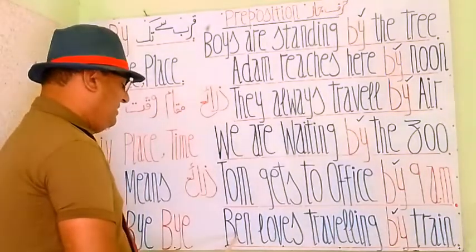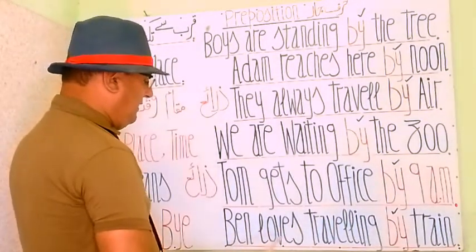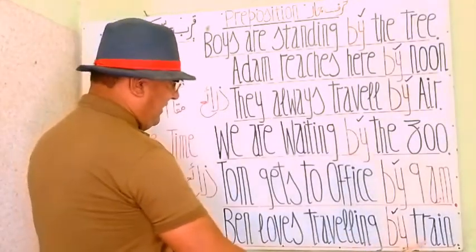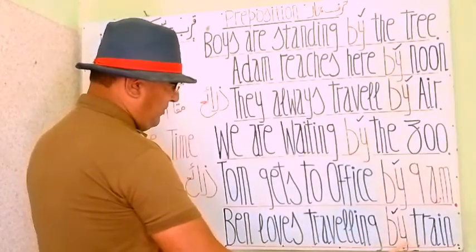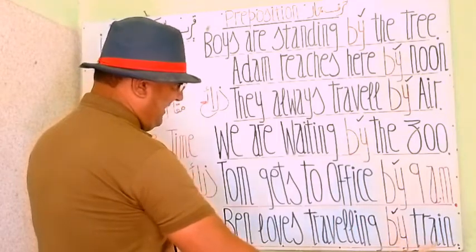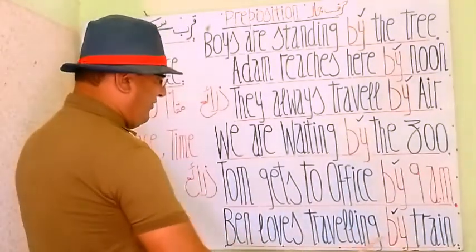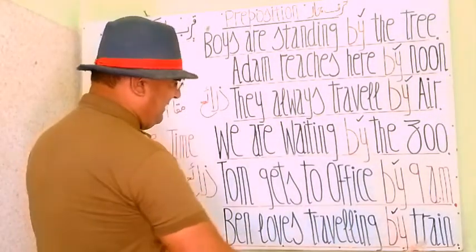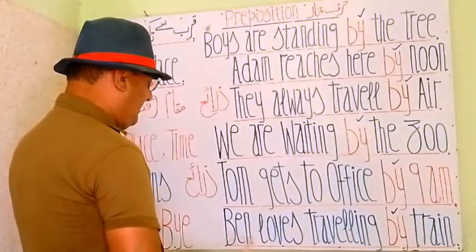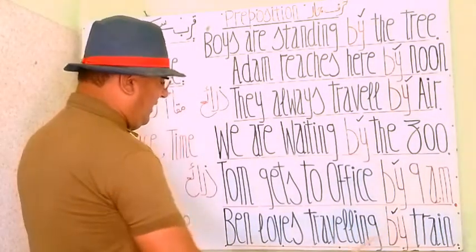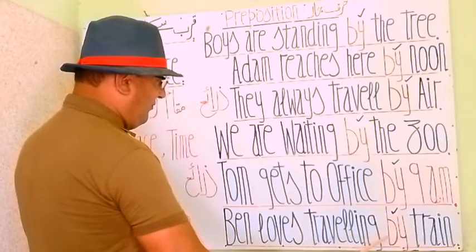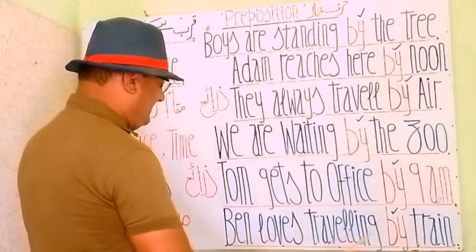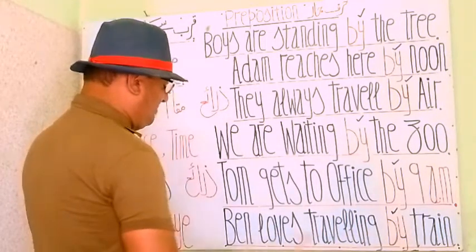Again, you see my students, Ben is a noun and a subject, and he loves traveling. By train: train is a passenger rail. So by connects Ben and the train. By shows a relation between Ben and a train, and by is a preposition of means. By is a preposition of means in this particular statement.